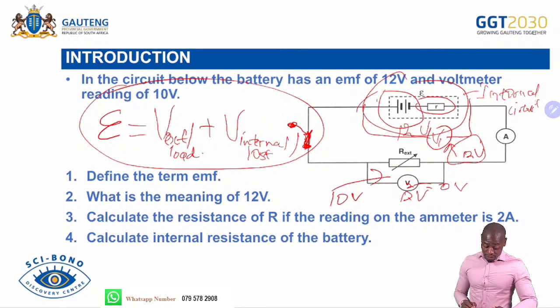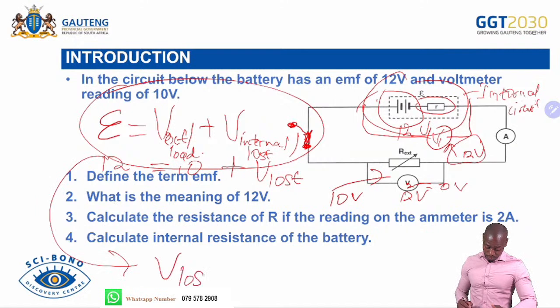All right. So let's check here. What is given here is the EMF. And we are also given the external voltage, which means that we can get lost volts. So how are we going to get lost volts? Remember, the EMF is 12. And then V external, we are given 10. Then this will be plus V lost. So our V lost in this case will be 12 minus 10, which is 2 volts.